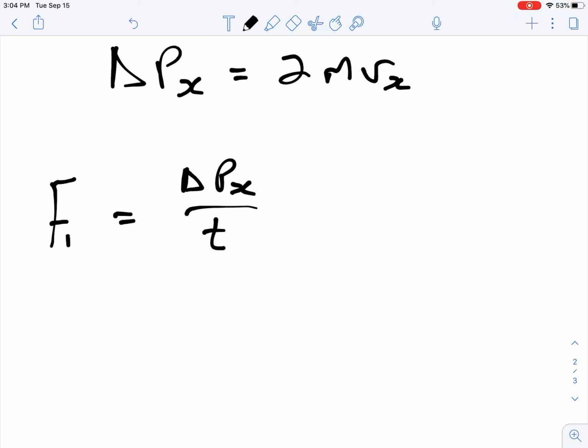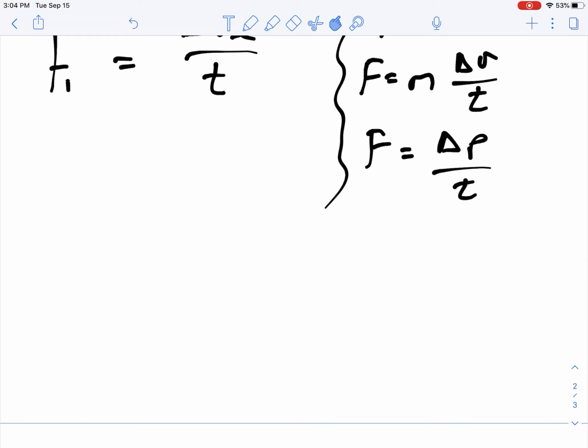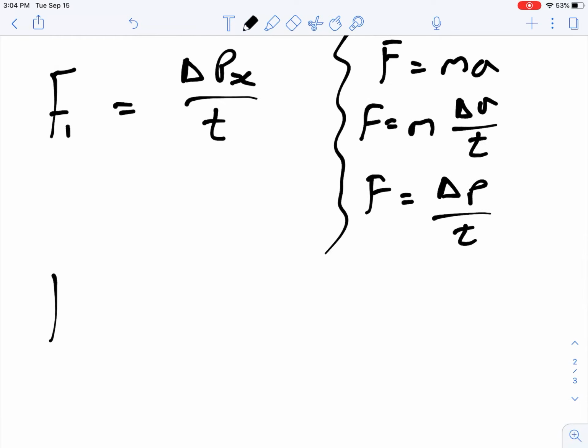Now some of you might not remember where that came from, so let's go to the Wayback Machine. Force equals ma. Acceleration is change in velocity over time. Well, m times delta v, that's just what we mean by change in momentum. So the force would equal change in momentum over time. Hey, look, that's what I said. Cool. So we have that force is change in momentum over time. Well, the change in momentum was 2mVx, and that's going to be over time.